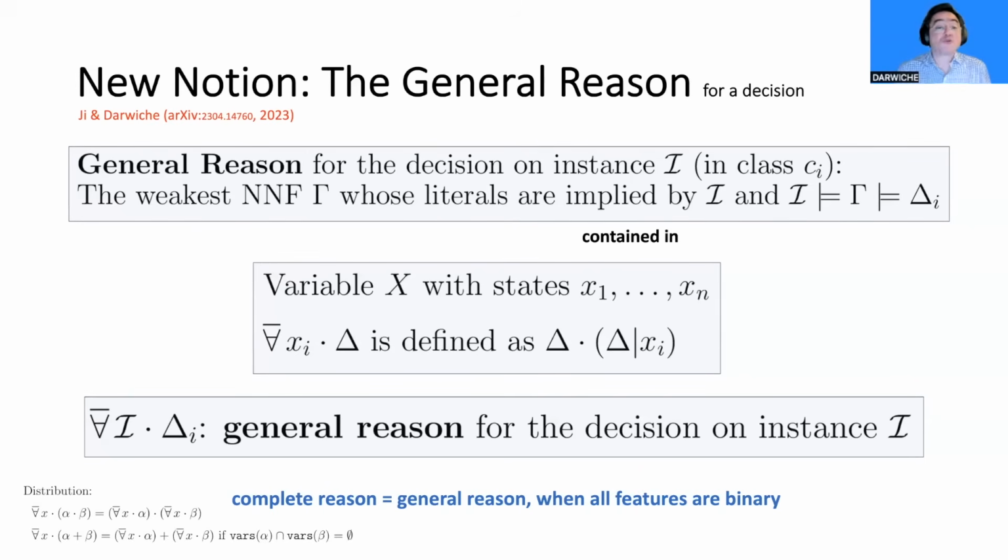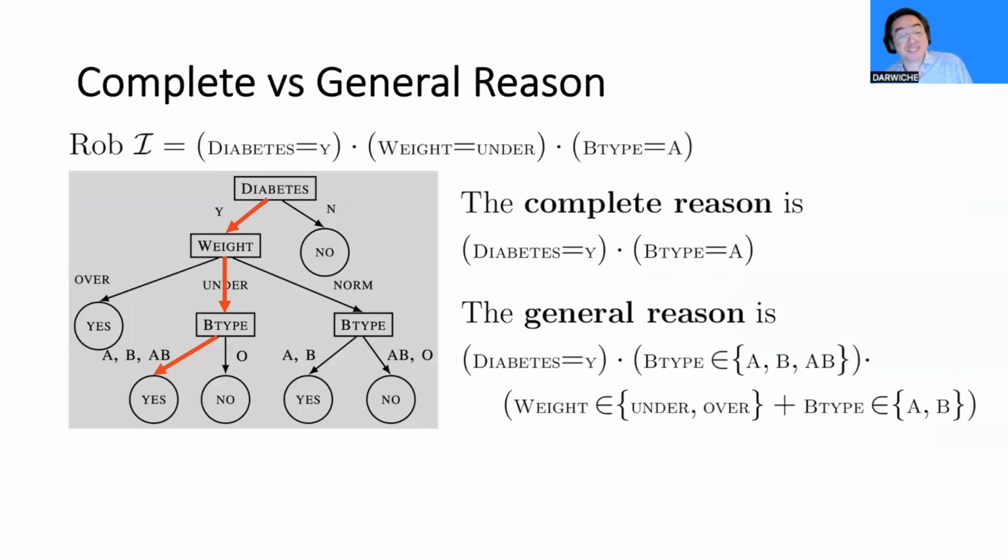And this guy also distributes like the previous abstraction operator. So again, if your class formulas are decomposable NNF circuits, you're in heaven. You can compute general reasons for any instance in linear time in the size of the circuit representing the class formula. Okay, let's take some concrete examples to make some additional important points.